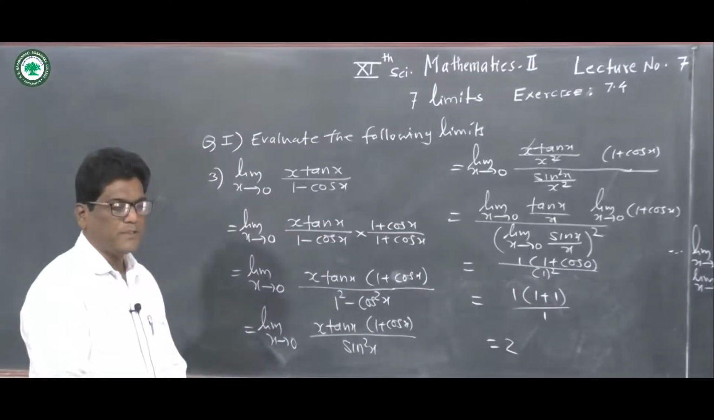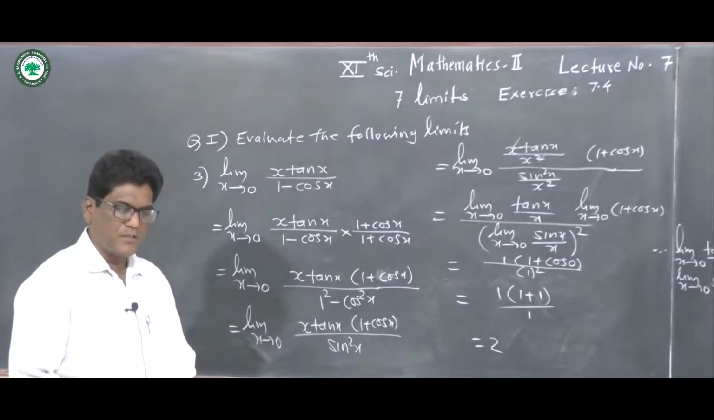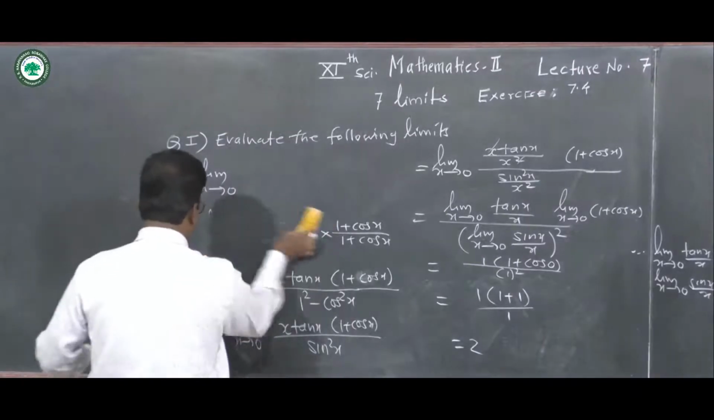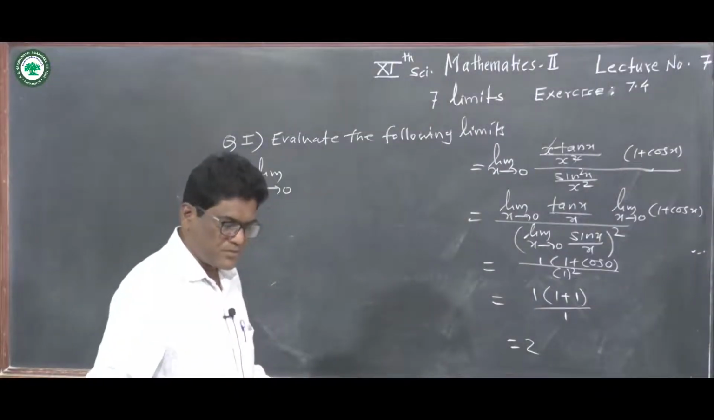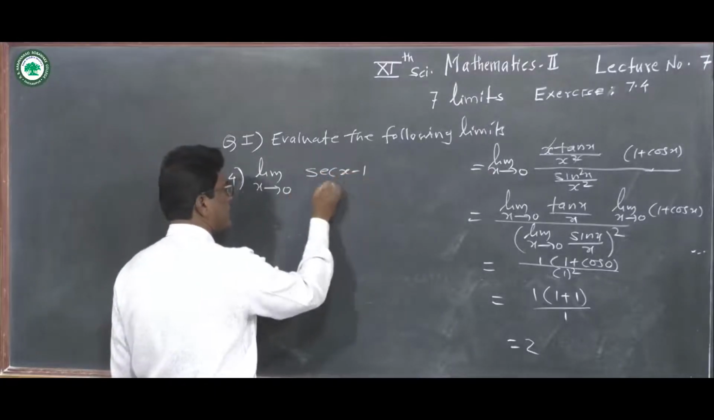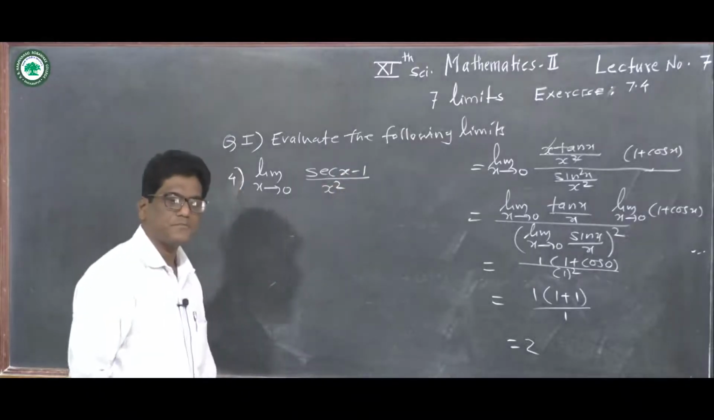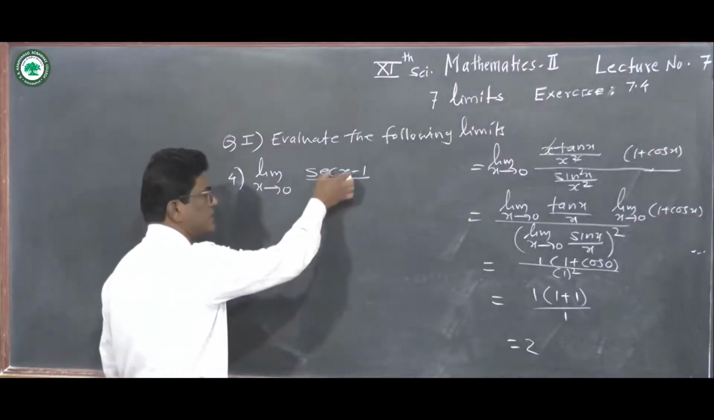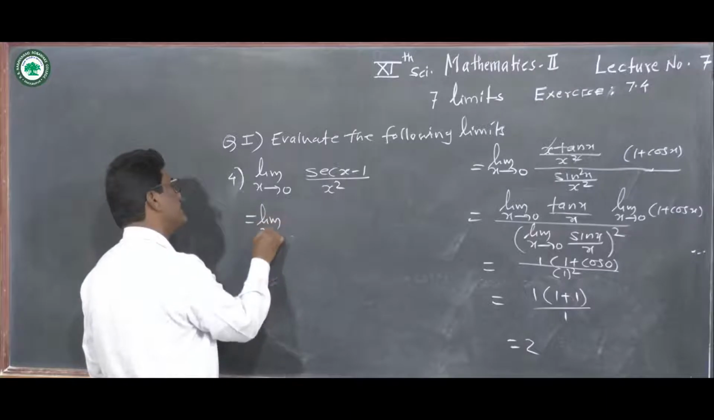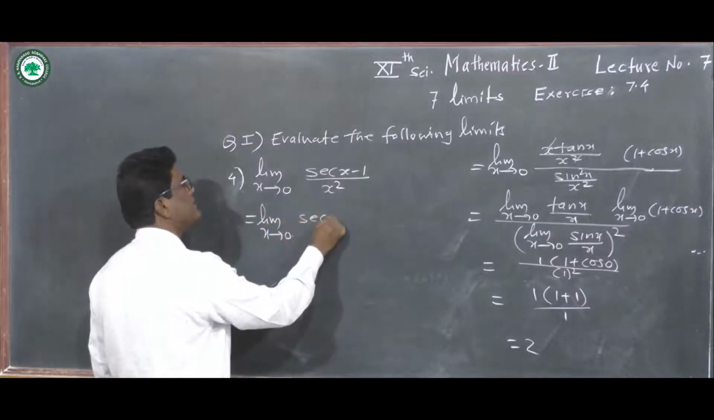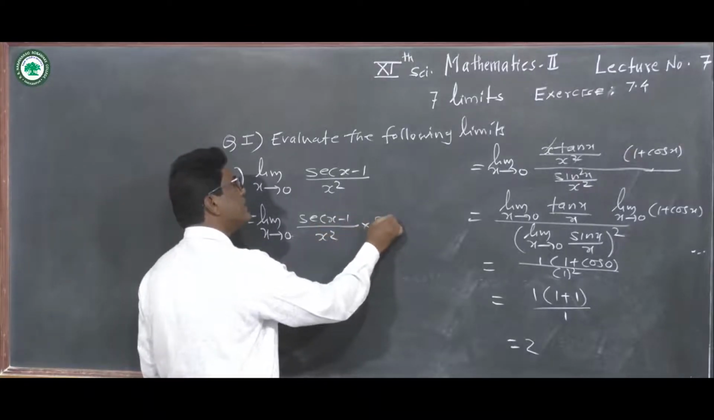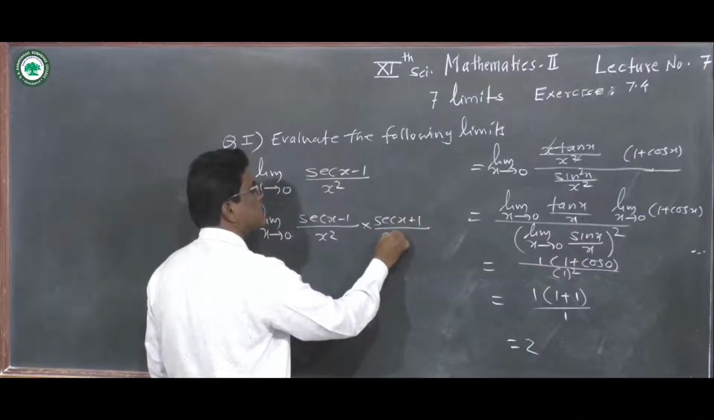So in this way we have completed the third problem. Now we see the fourth problem. Limit x tends to 0 of sec x minus 1 upon x square. Here also we rationalize the numerator. So it is equal to limit as x tends to 0 of sec x minus 1 divided by x square as it is, and multiply by sec x plus 1 divided by sec x plus 1.